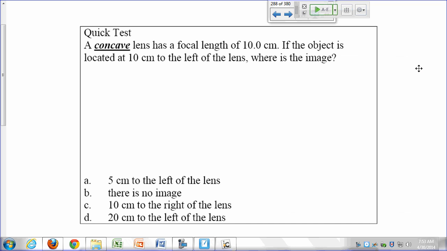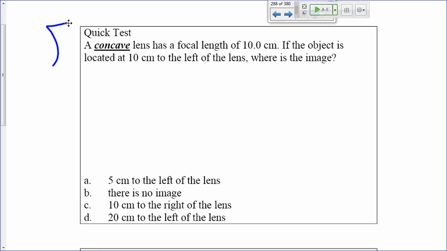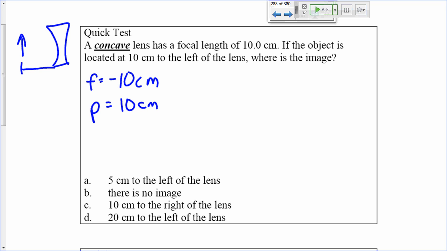So the thing here, and on these questions, you've got to be very clear on what the signs of these various values are. This is a concave lens, like this, and so the focal length is equal to negative 10 centimeters. Right, so that might have been where you messed up. Likely that's where you messed up. The object is located 10 centimeters to the left of the lens, so P is equal to 10 centimeters. And it's actually the object is over here, 10 centimeters to the left of the lens.